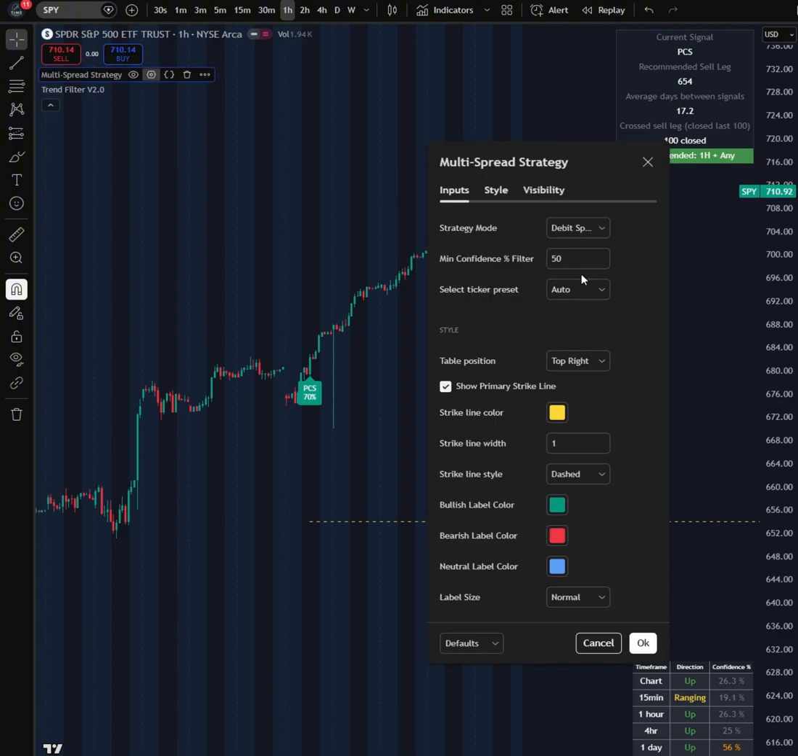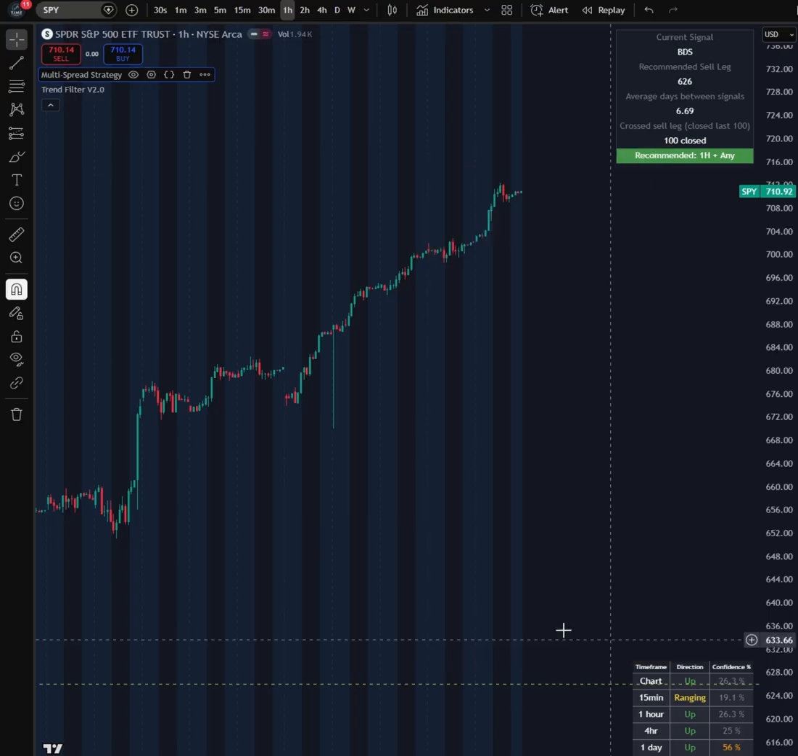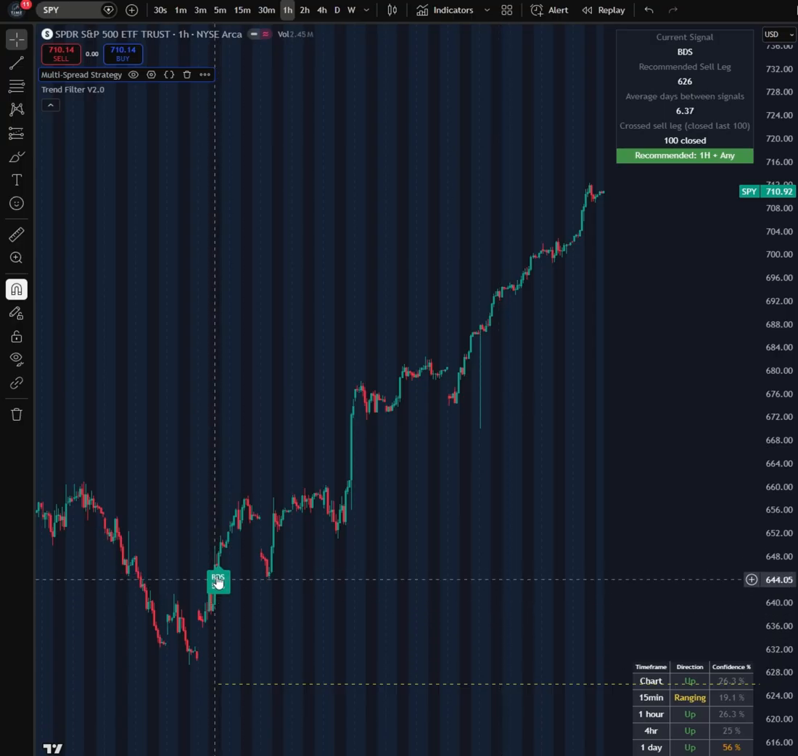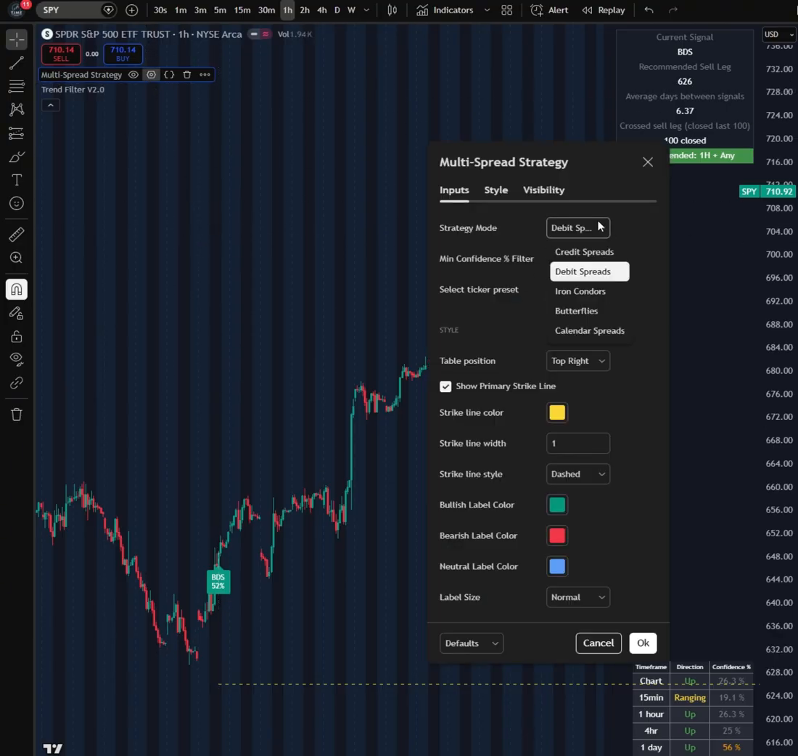You could do a debit spread. I'll put that confidence back down to 10 so we can see. So you can see the debit spread fired here, a little bullish debit spread on that one. You can also do, this is kind of cool too, iron condors.